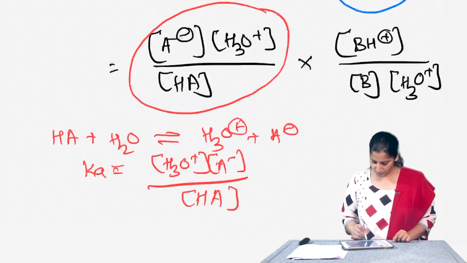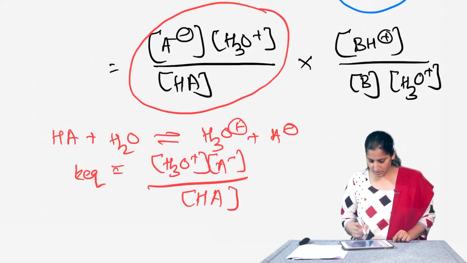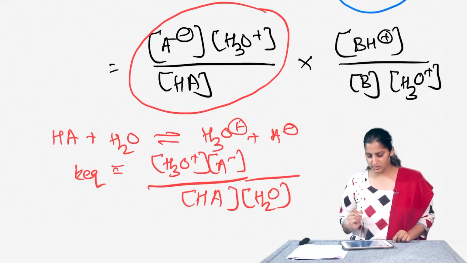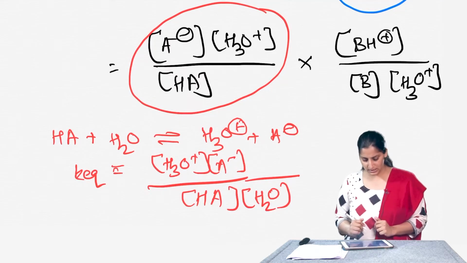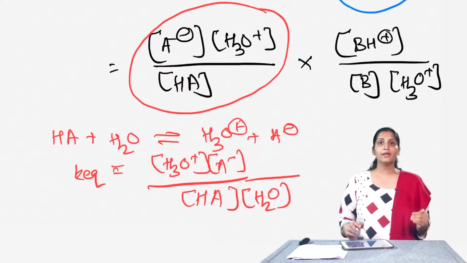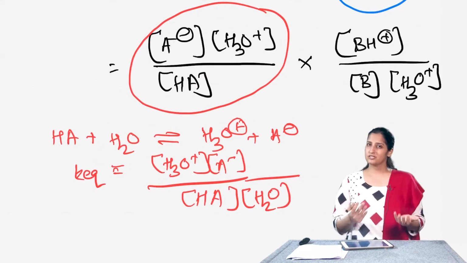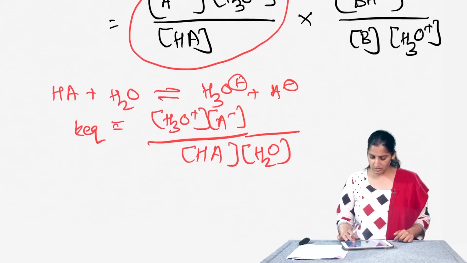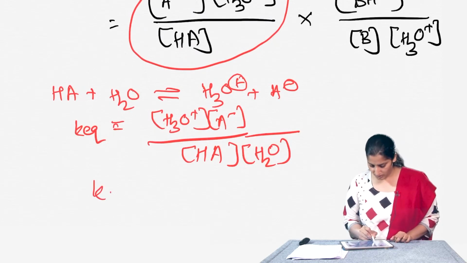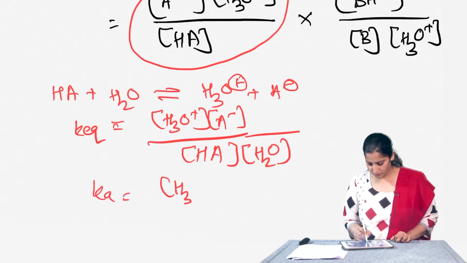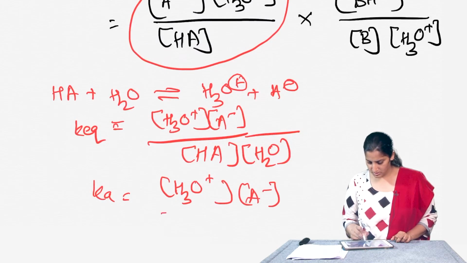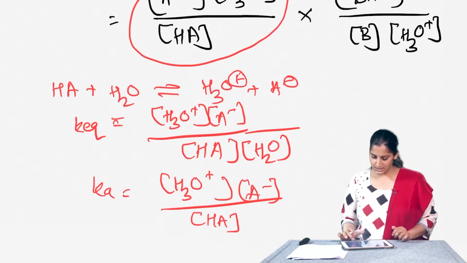Rather, if you want to go back and revise something that we saw in last class, KEQ will be the concentration of products over the concentration of reactants. But when we multiply KEQ by the concentration of water, which is pretty much constant during the reaction, we get Ka. So, Ka will be the concentration of H3O plus into A minus over HA, right. So, this is Ka.